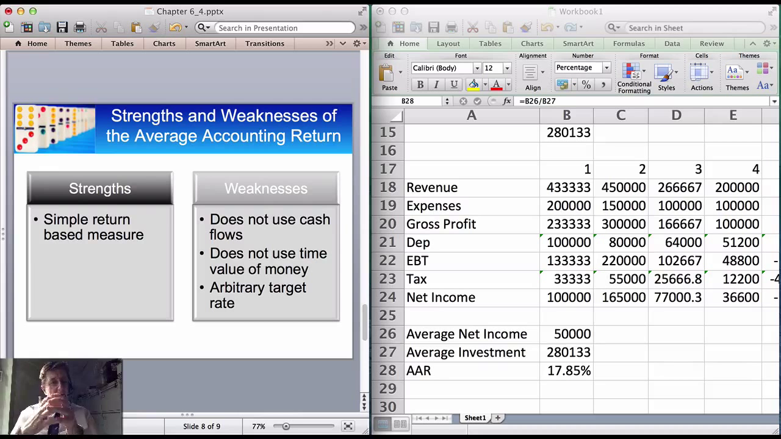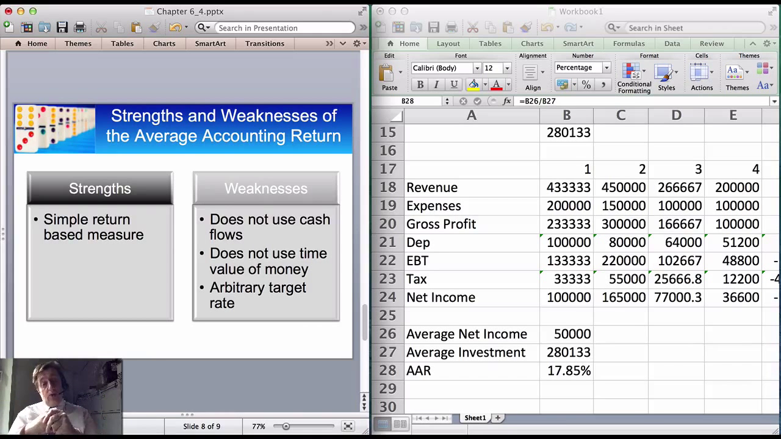So, what are the strengths? What are the weaknesses? The strength of this method is that accountants are comfortable with using these values. It's directly tied into the income statement. They can see the direct link between your financial predictions through the accounting statements and decision making. So accountants are comfortable with that.